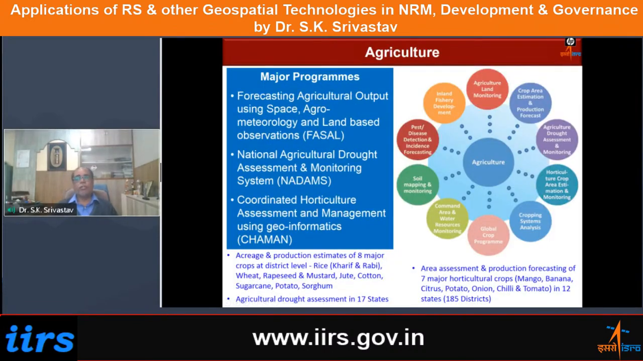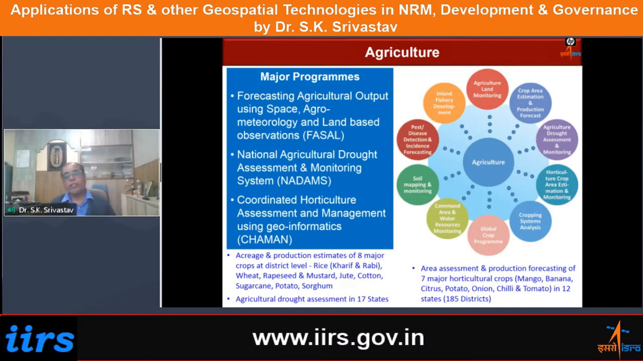Now I am moving to a different sector, which is the agriculture sector, and here I will highlight the major operational programs which are currently going on in the country. On the right side, there is a picture wherein you can see a list given within the circle. Those texts are the applications of satellite remote sensing in the domain of agriculture, which include crop area estimation, production forecasting, drought assessment, horticulture assessment, cropping system analysis, and so on. So there are various applications possible in the agricultural domain.